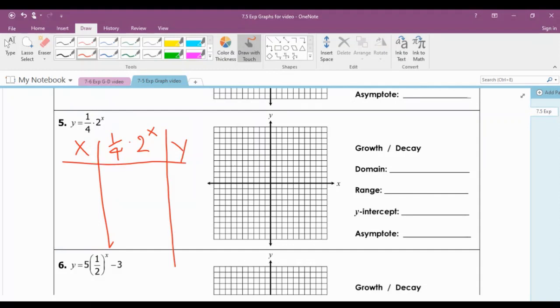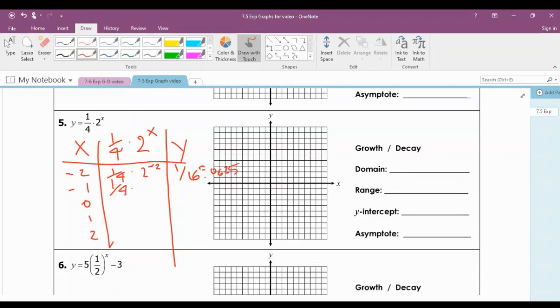So I'm going to show you what it looks like, and then I'm going to show you the answer. So we have our -2, -1, 0, 1, 2. We have 1/4 times 2 to the -2. And when you plug that in your calculator, that's actually 1/4 times 1/4, which is 1/16, which we did on the other page, 0.0625.